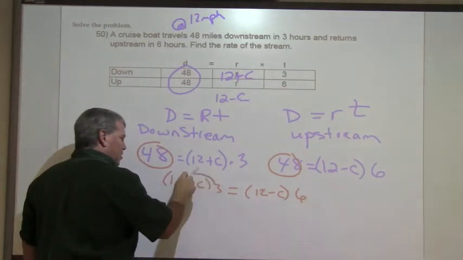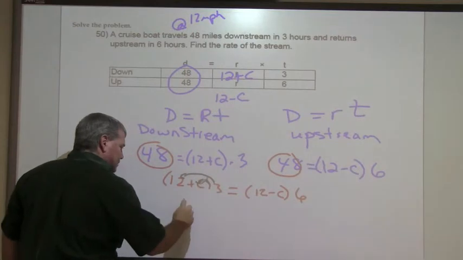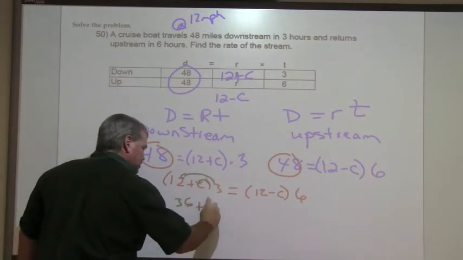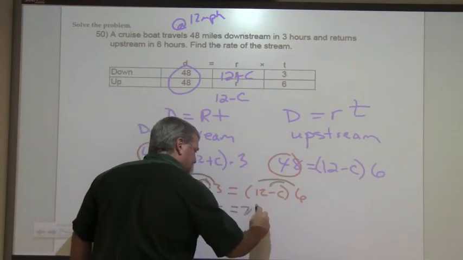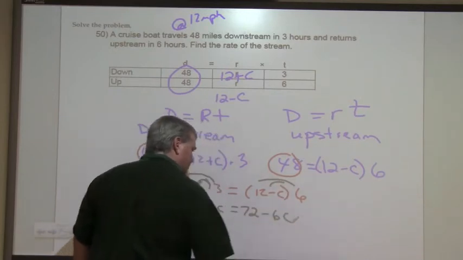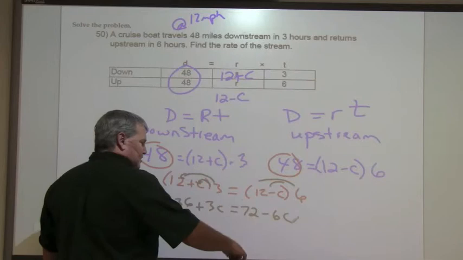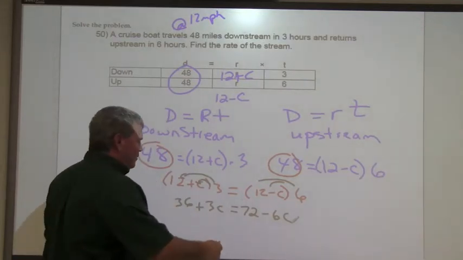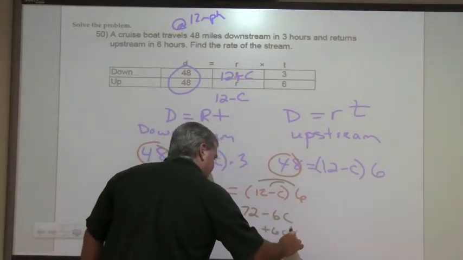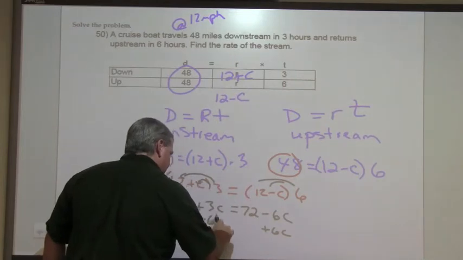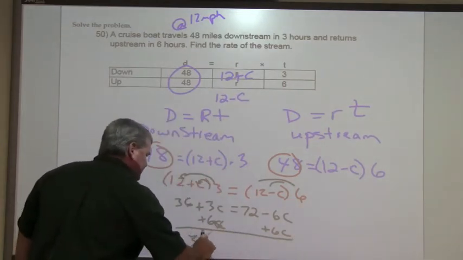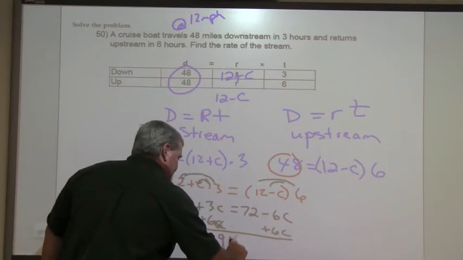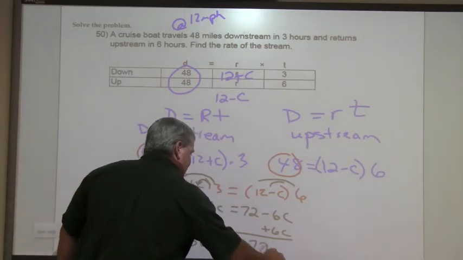Now I'm going to distribute. I got 3 times 12 is 36 plus 3C. Then I'm going to distribute the 6. I get 72 minus 6C. Combine like terms, and I like to keep my variables positive, so I'm going to add 6C. I'll start with that. It doesn't really matter. If you started with the numbers, that'll work. 36 plus 9C equal to 72.